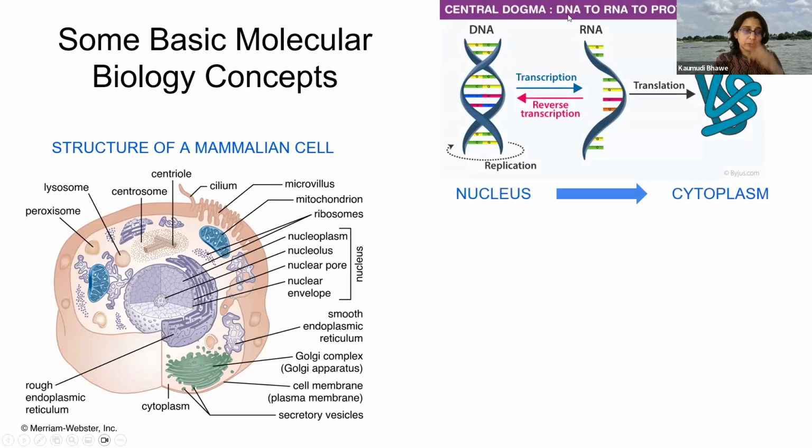But the central dogma of molecular biology has always been that the information flows from the DNA to the RNA to the protein. And remember that this DNA is located in the nucleus. The RNA can travel from the nucleus to the cytoplasm, which you see here in this diagram, right? And then there's protein, which is present in the cytoplasm.